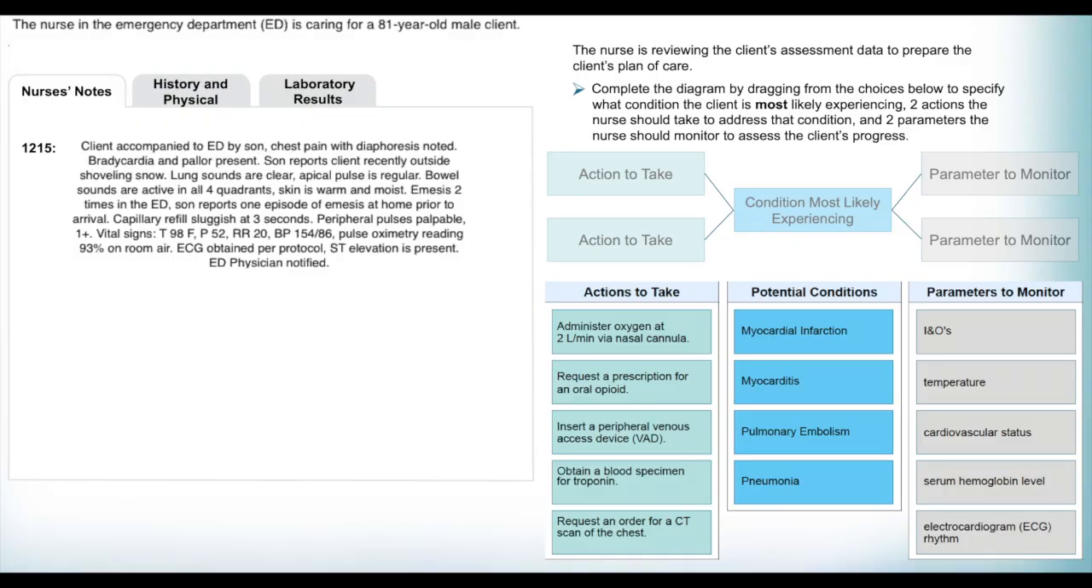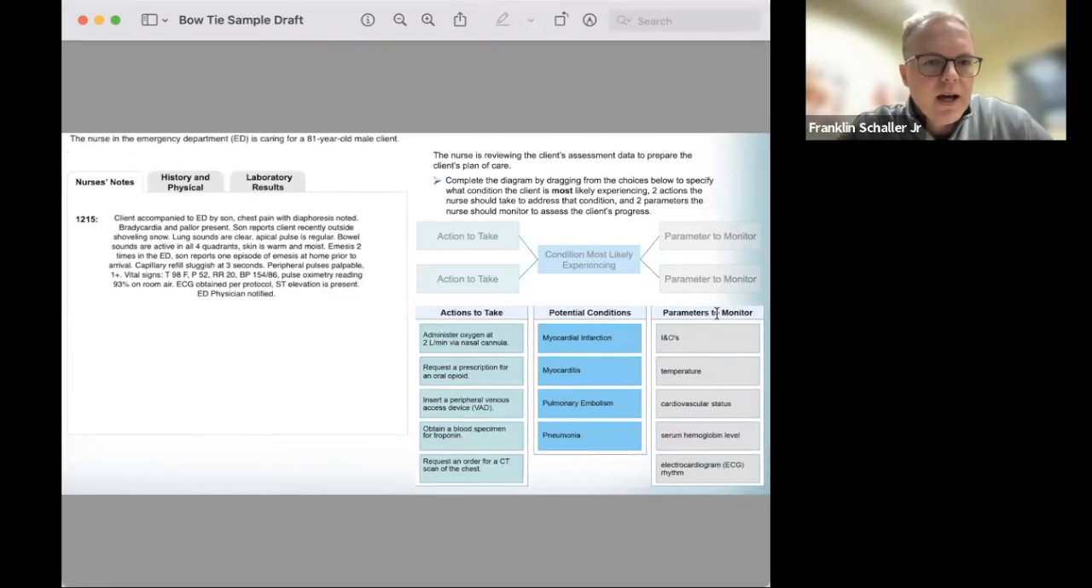Bow tie items may contain one or more tabs on the left-hand side. Some possible tabs that you might see include nurse's notes, history and physical, laboratory results, vital signs, admission notes, intake and output, progress notes, medications, diagnostic results, and flow sheet. For this example bow tie item, it starts off by saying the nurse in the emergency department is caring for an 81-year-old male client. You'll see we have three different tabs here: nurse's notes, history and physical, and laboratory results.